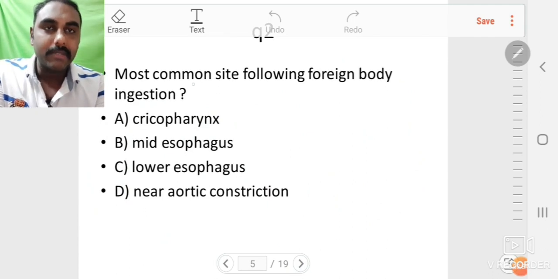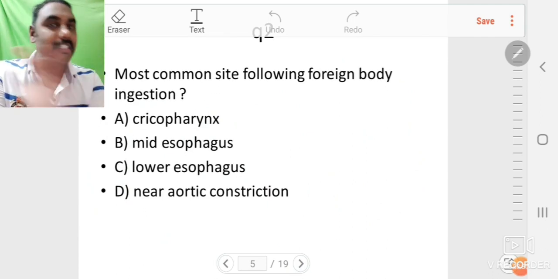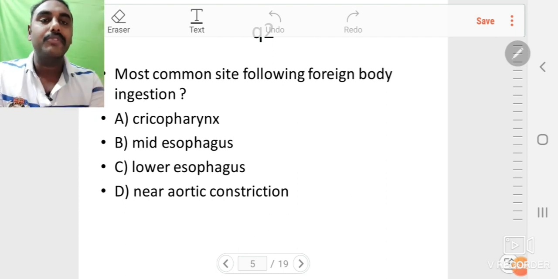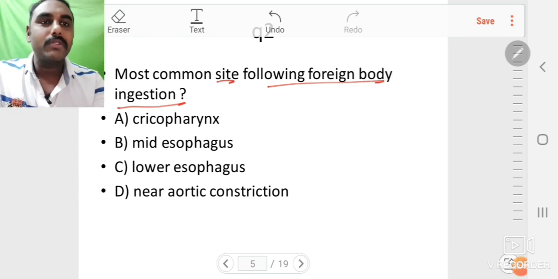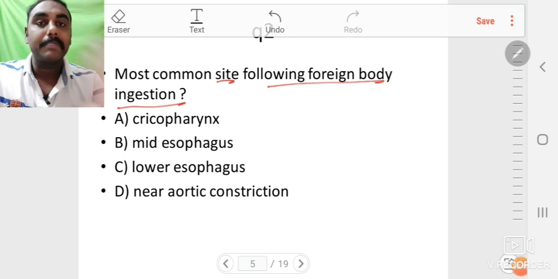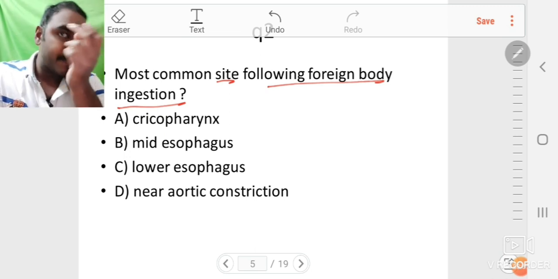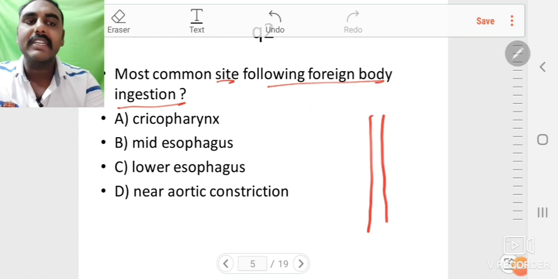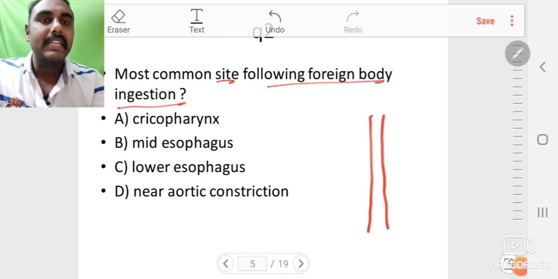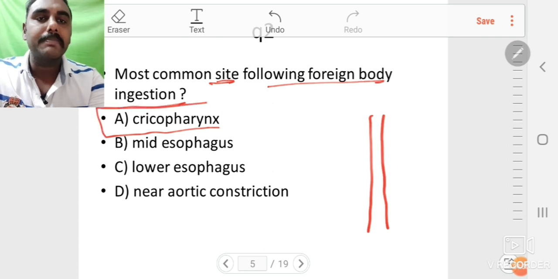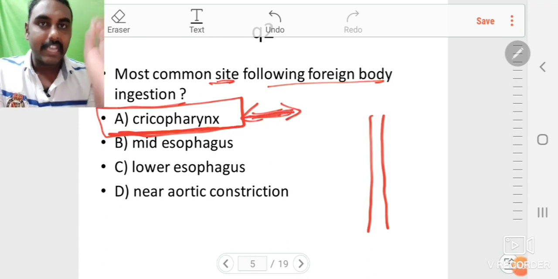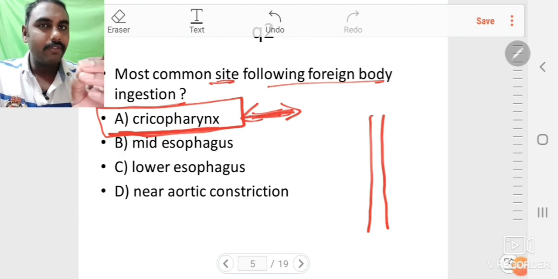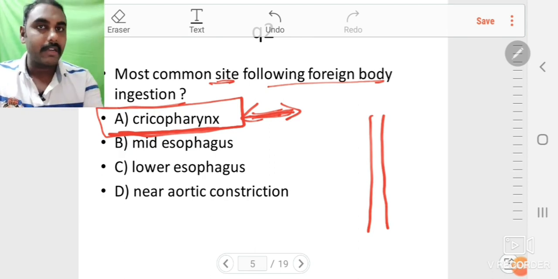Question number 2, again a simple basic one-liner which I hope 100% of you got right. The most common site following foreign body ingestion. So we want to know the narrowest part of our food pipe. They have asked about the esophagus. As we know, there are constrictions in the esophagus, but the narrowest part in our alimentary tract, the food pipe, is the cricopharyngeal junction, or the cricopharyngeal sphincter.